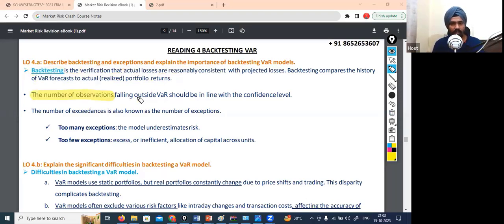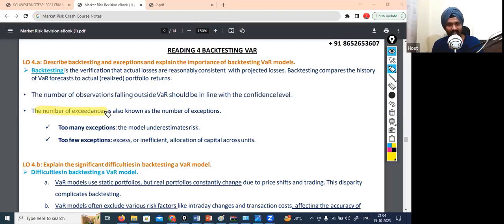The number of observations falling outside VaR should be in line with the confidence level. If I said that 99% of the time it's not going to go above, then within 99% of the time it should stay within that level. 1%, yes, it can, so that's okay. That was pretty much expected. That's what the thought process is.